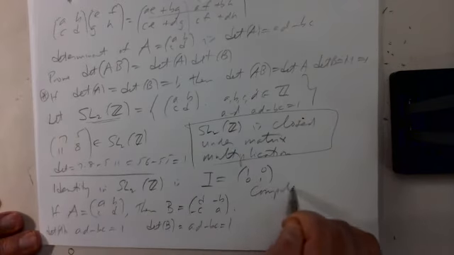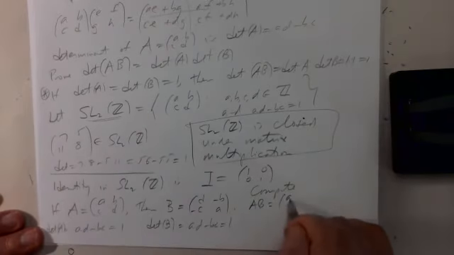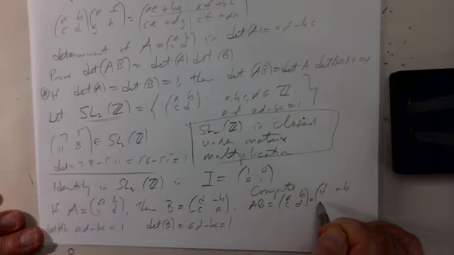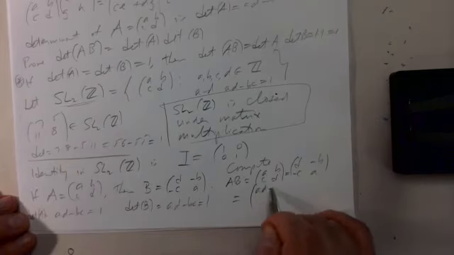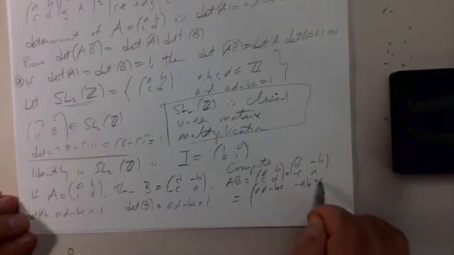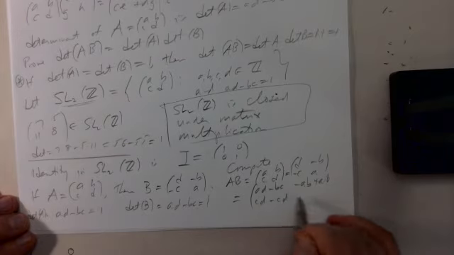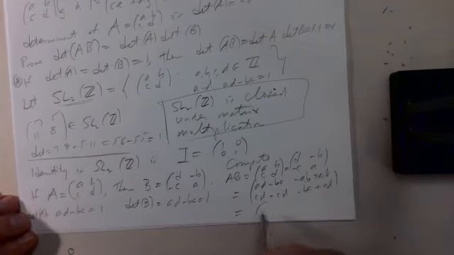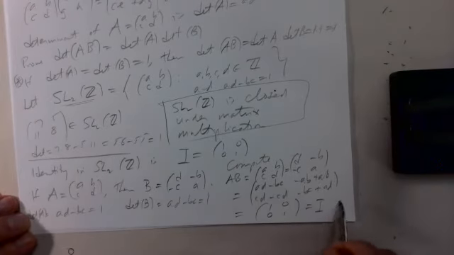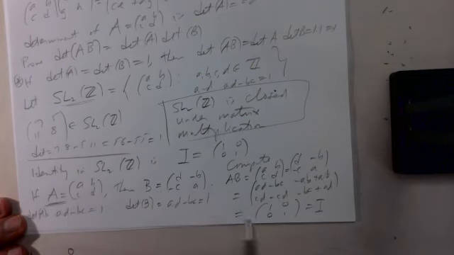Let's compute AB. So A, B, C, D times D, minus B, minus C, A. When you do the calculation, you get the matrix AD minus BC, minus AB plus AB, CD minus CD, minus BC plus AD. That's exactly 1, 0, 0, 1, which is the identity. So given this matrix A, this matrix B is the inverse. Actually, I have to check that BA is also the identity, but it's the same calculation. So that's kind of nice. So this is a group.